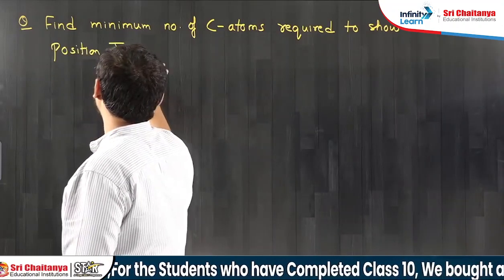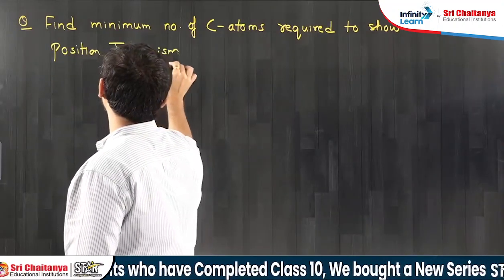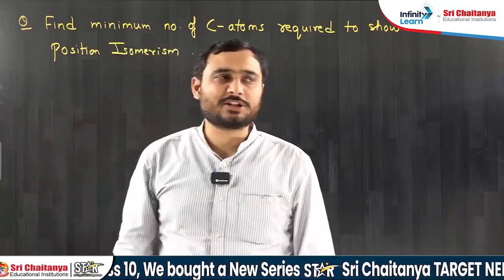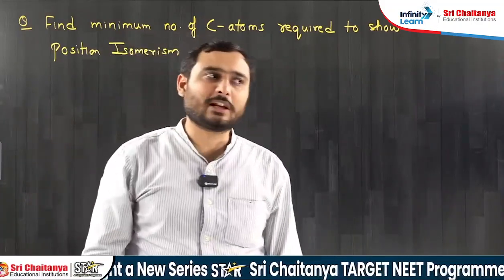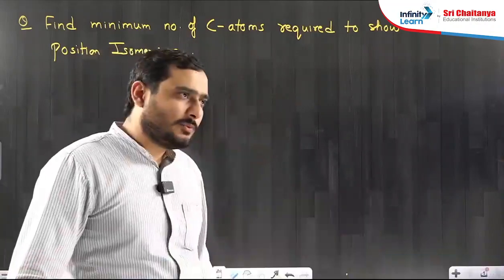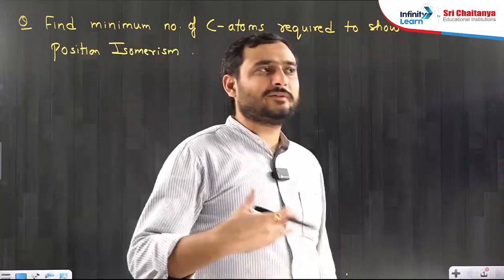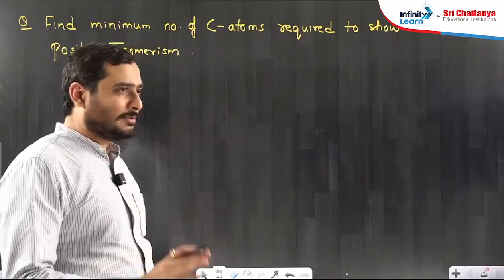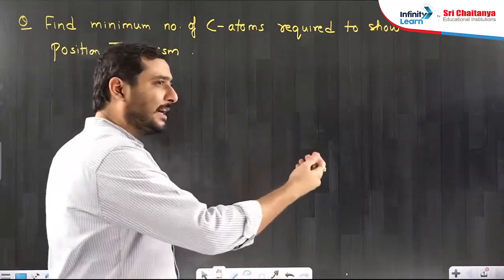So it is a special type of structural isomerism, but we are asking only about position isomerism. If any compound has to exhibit position isomerism, how many minimum carbon atoms are required? Apply your mind. At first thought, we will always think that 3 carbon atoms are required. And it is not bad that you are thinking 3 carbon atoms.